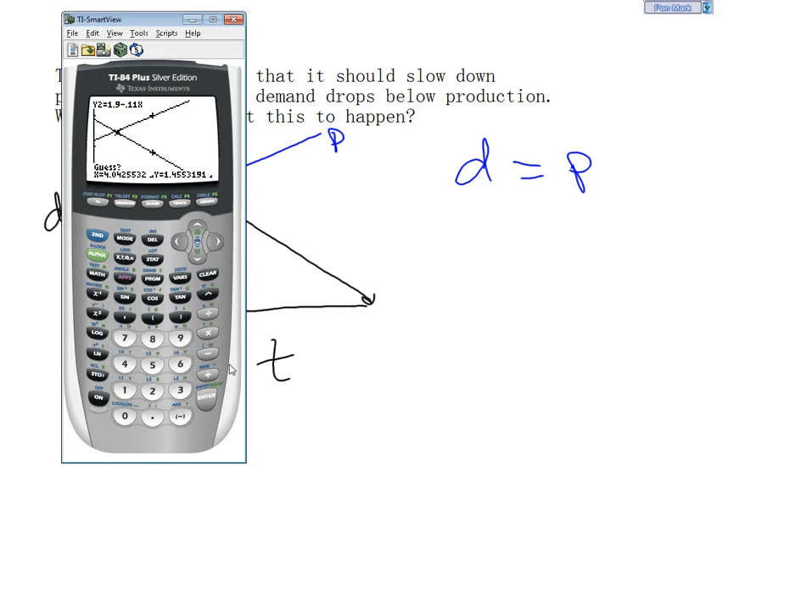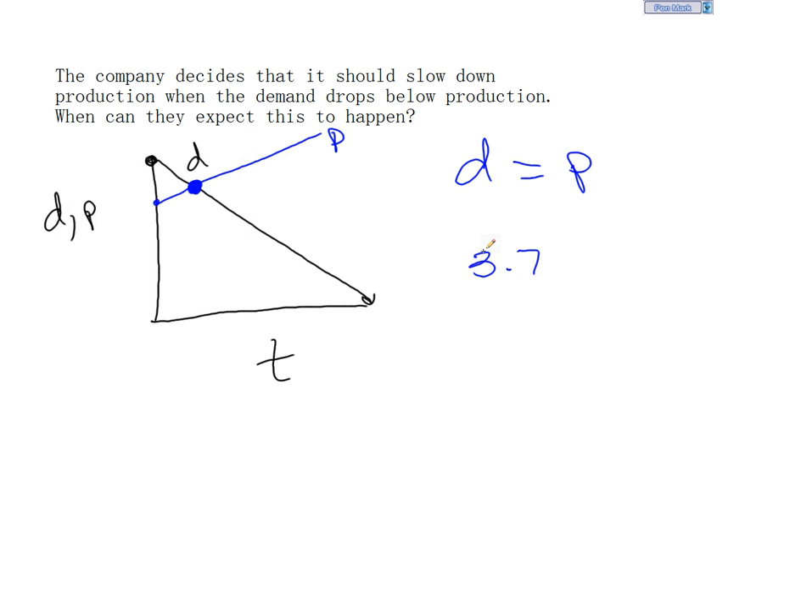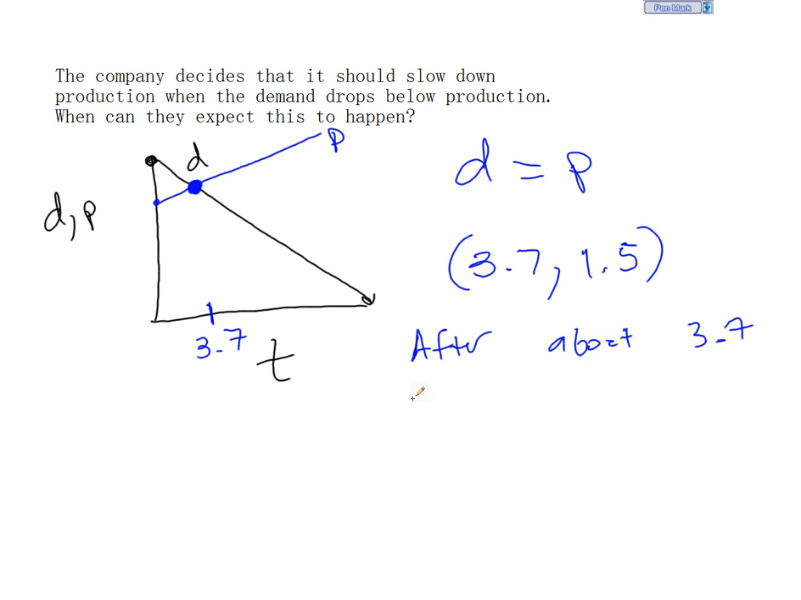Scooch on closer to that intersection, press enter, and we get our estimate of about 3.7. Now keep in mind what we're keeping track of here. The input is still time, so we just found out that the ordered pair 3.7, 1.5 is where the two intersect. So what does that mean? Well, that means that after about 3.7 years, do we want to round up to 4 years? Nah, we'll just leave the fraction of a year in there.